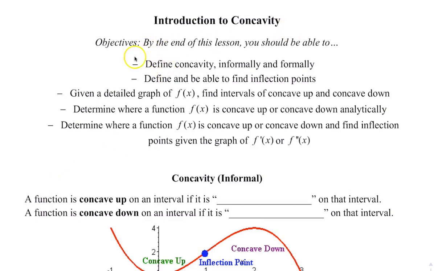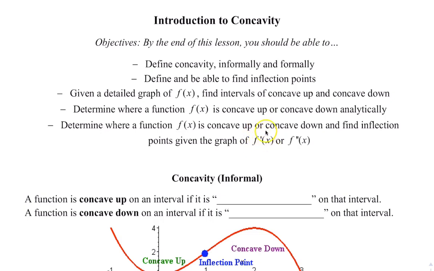Introduction to concavity. Objectives. By this lesson, you should be able to define concavity informally and formally, define and be able to find inflection points. Given a detailed graph of f of x, find the intervals of concave up and concave down. Determine where a function f of x is concave up, concave down analytically using mathematics. Determine whether a function f of x is concave up, concave down. Find the inflection points given graphs of f of x and f double prime of x.